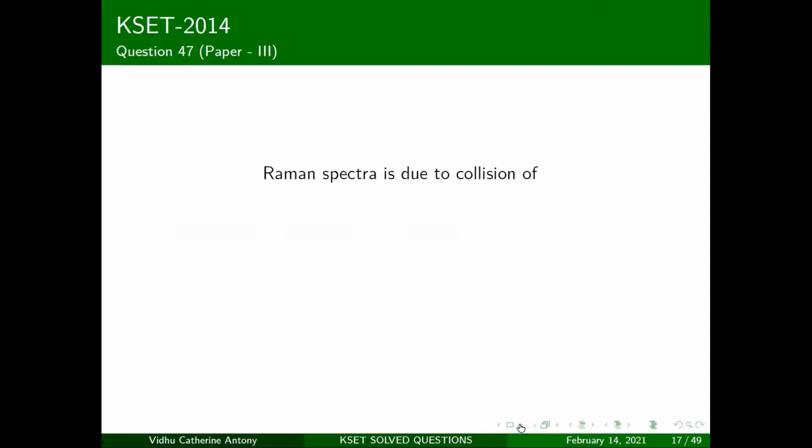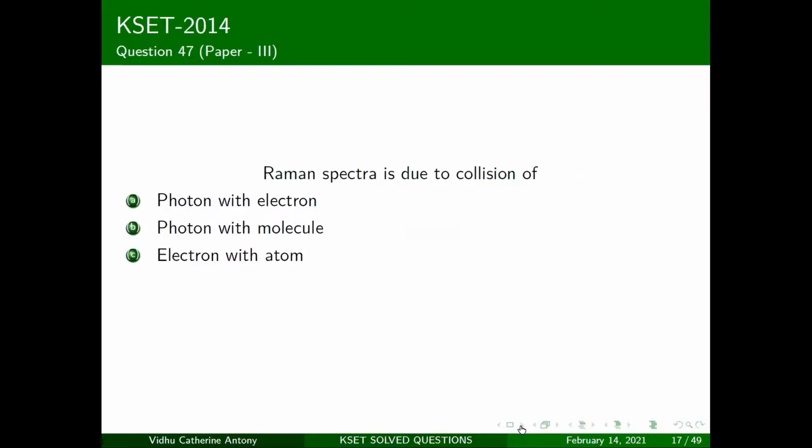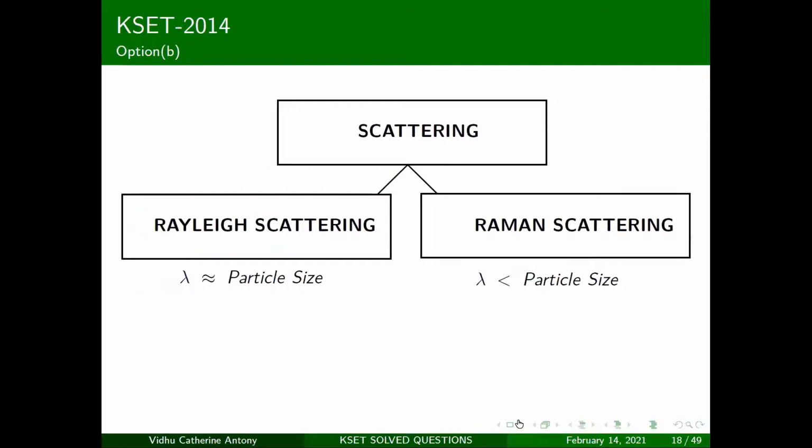Raman spectra is due to the collision of photon with electron, photon with a molecule, electron with an atom, or electron with a photon. When you look into Raman spectra, you have a photon and it collides with the material that you have put in for this particular Raman spectroscopy. So it's basically photon with a molecule. So that's option B.